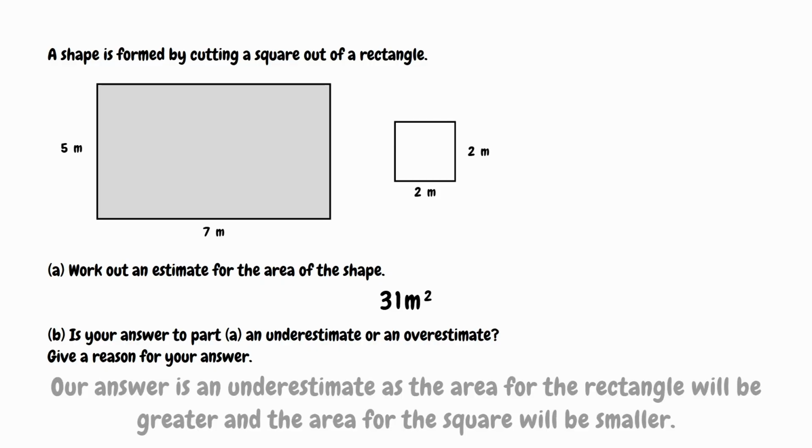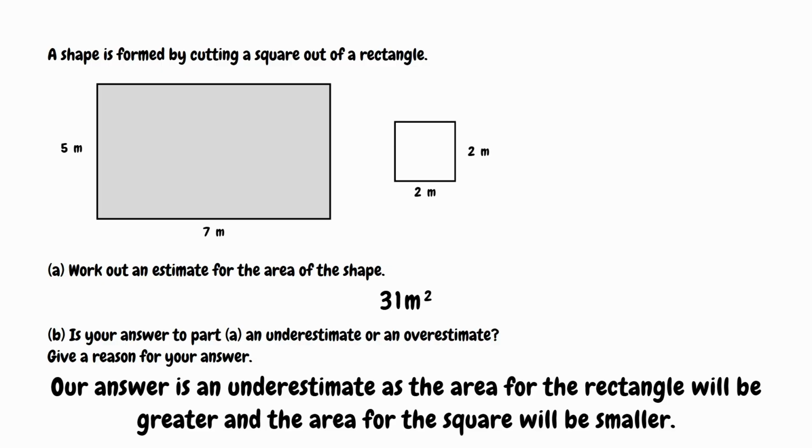So our estimate would actually be an underestimate, because if we actually use the exact values, we would have a larger area for the rectangle than what we used, as we had 5.4 and 7.3 for the side lengths, and we would be taking away a smaller area for the square, because the side lengths of the square wouldn't be 2, they would be 1.91. So we can say our answer is an underestimate, as the area for the rectangle will be greater, and the area that we're taking away with the square will be smaller.